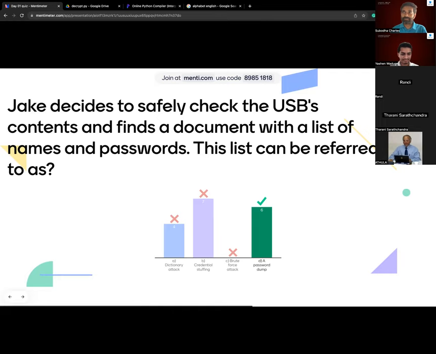So the file, a list of names and passwords, right? We are asking what this list of names and passwords can be referred to as. We call it a password dump. You can use that or launch a dictionary attack on the password dump. That is possible. But the answer that we were looking for is a password dump.